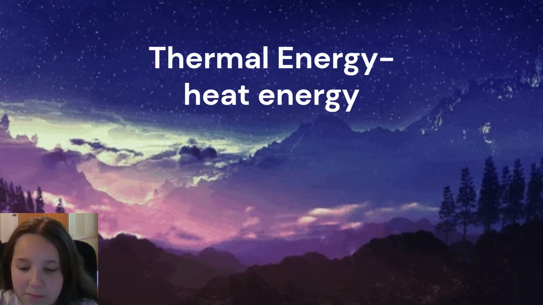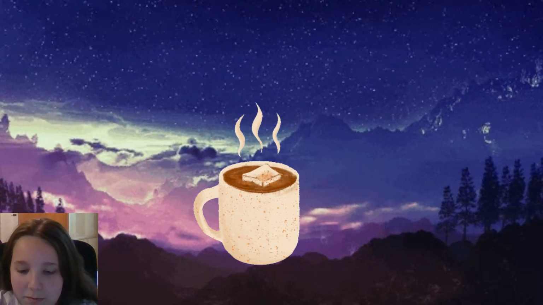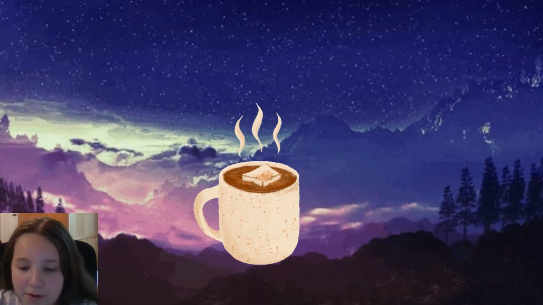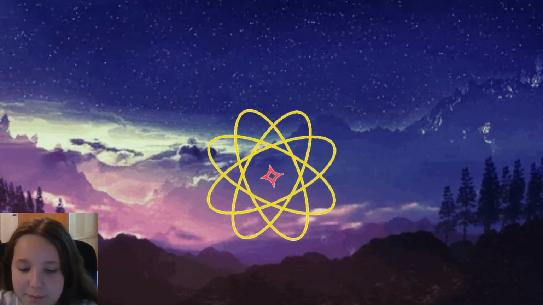Thermal energy is heat energy. When something gets warm, its tiny particles move faster, creating thermal energy. Think of a hot cup of cocoa or a stove warming up food. Heat is just atoms moving around super fast.